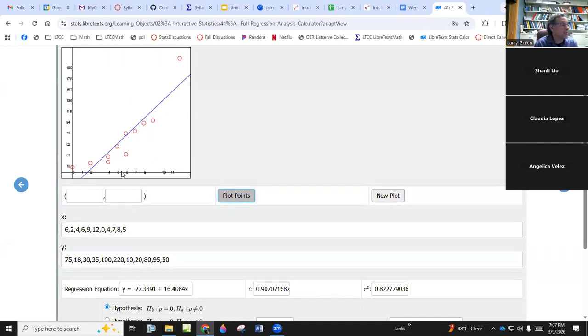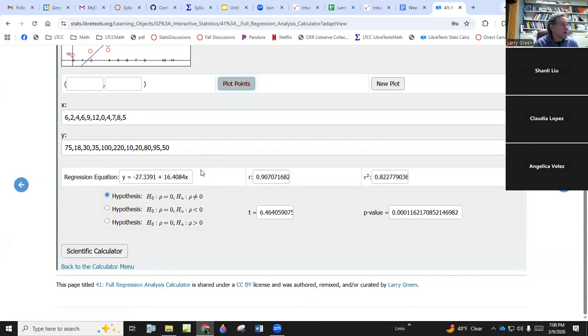Notice as the years increase, we definitely have an increase in the income. We have y equals negative 27.3391 plus 16.4 or so x. We have r is 0.9, r squared is 0.82. So pretty good correlation. Okay.